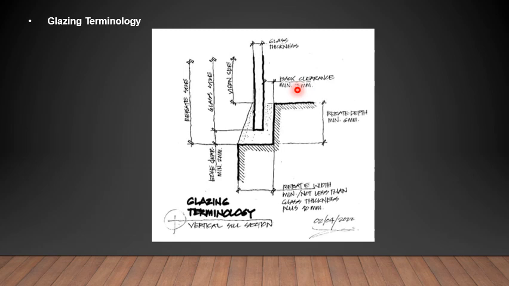We need to remember the back clearance, which is a minimum of 3 to 6 millimeters, and right now we are doing 6 millimeter minimum. What is the rebate depth? A minimum of 6 millimeters. What is the rebate width? Minimum not less than glass thickness plus 10 millimeter. Then we have the vision side, which is the length of your vision side minus the rebate depth. So we have the glass size, and this is the rebate size.